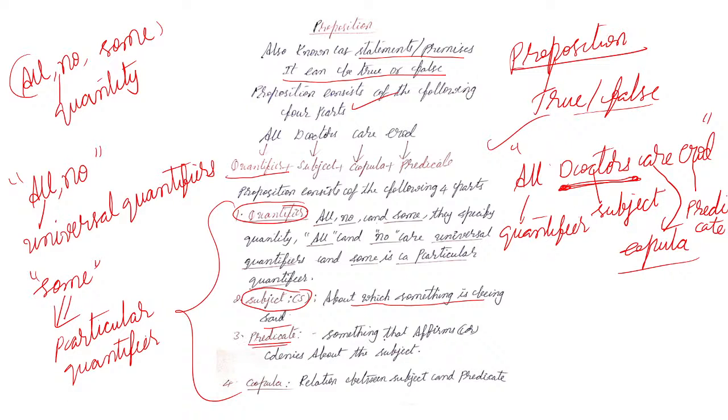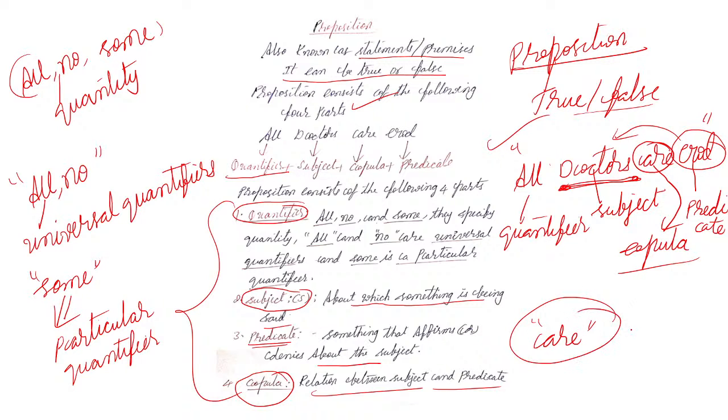And what is a predicate? Something that affirms or denies something about the subject. It may affirm the subject or it may deny the subject. This is called the predicate. What is the copula? The relation between subject and predicate. Here, what makes the relationship between subject and predicate? 'Are' makes the relationship between subject and predicate. I hope you are clear.